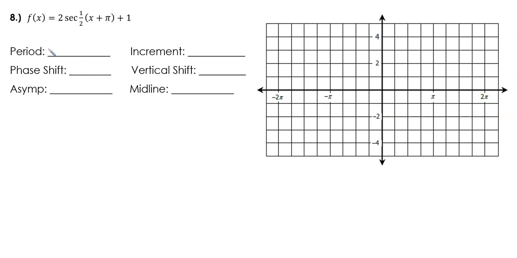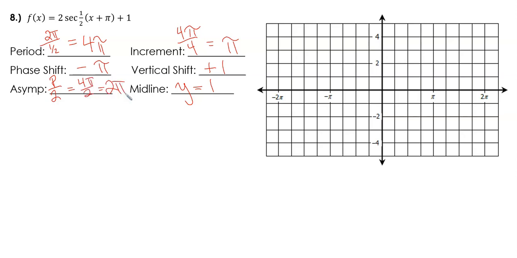So our period is 2 pi divided by 1/2, or 2 pi times 2 over 1, which is going to give us 4 pi. Our increment is our period divided by 4, so it's just pi. Our phase shift, I'm subtracting a negative pi, so I'm going to go negative pi. My vertical shift, I'm going to go up 1, so my midline is at y equals 1. My asymptote is, again, the period divided by 2, so I'm going to do 4 pi divided by 2, which is 2 pi.